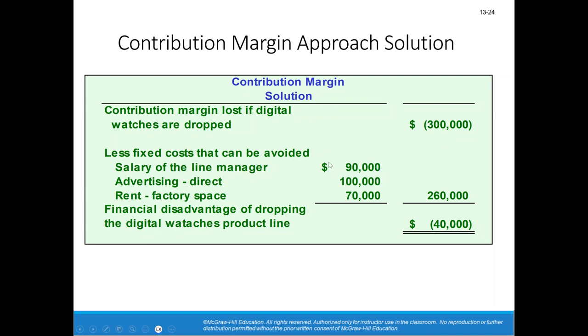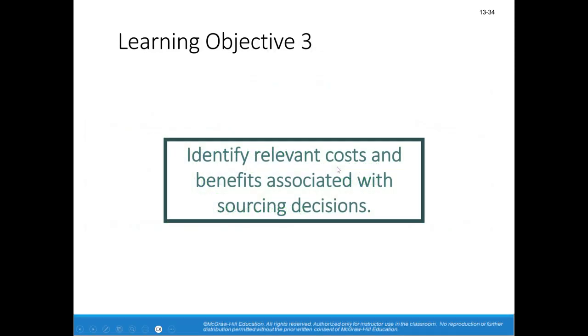We would eliminate the salary for the line manager. He would lose his job, he or she. We wouldn't need to advertise anymore, and we wouldn't need the rent on the factory space. So we'd save $260,000 in expenses, but we'd lose $300,000 in contribution margin. So if we were to do this, we would be $40,000 worse off.